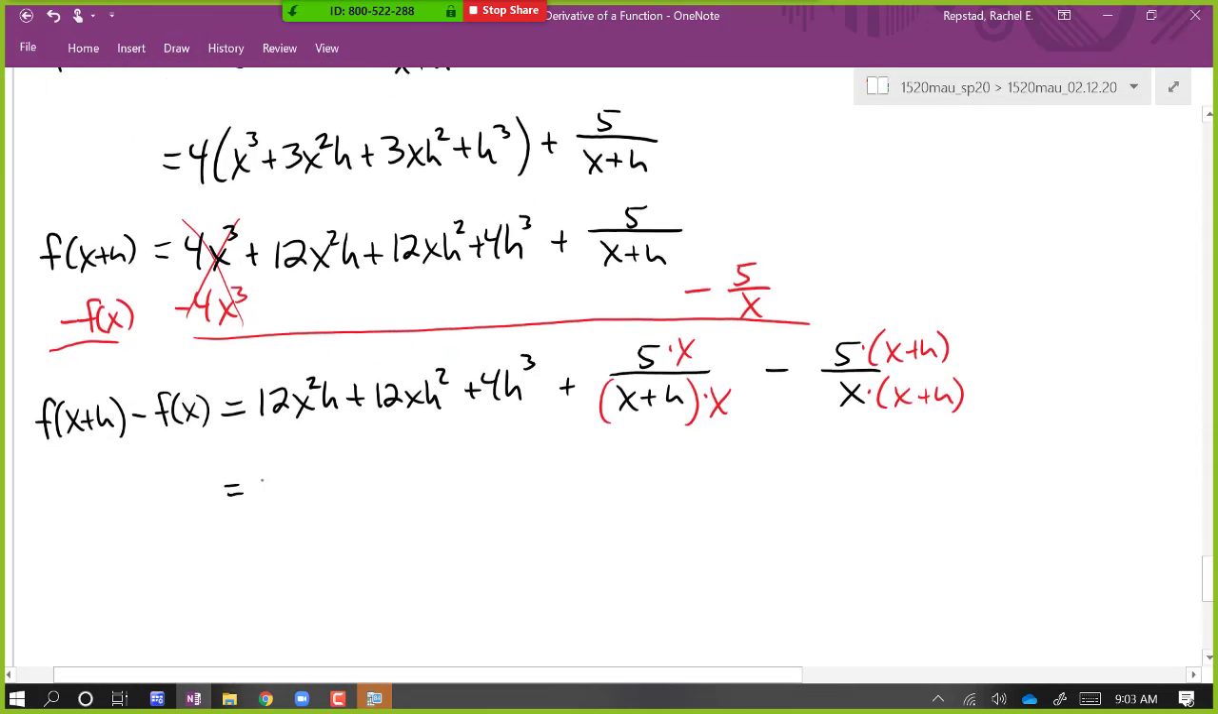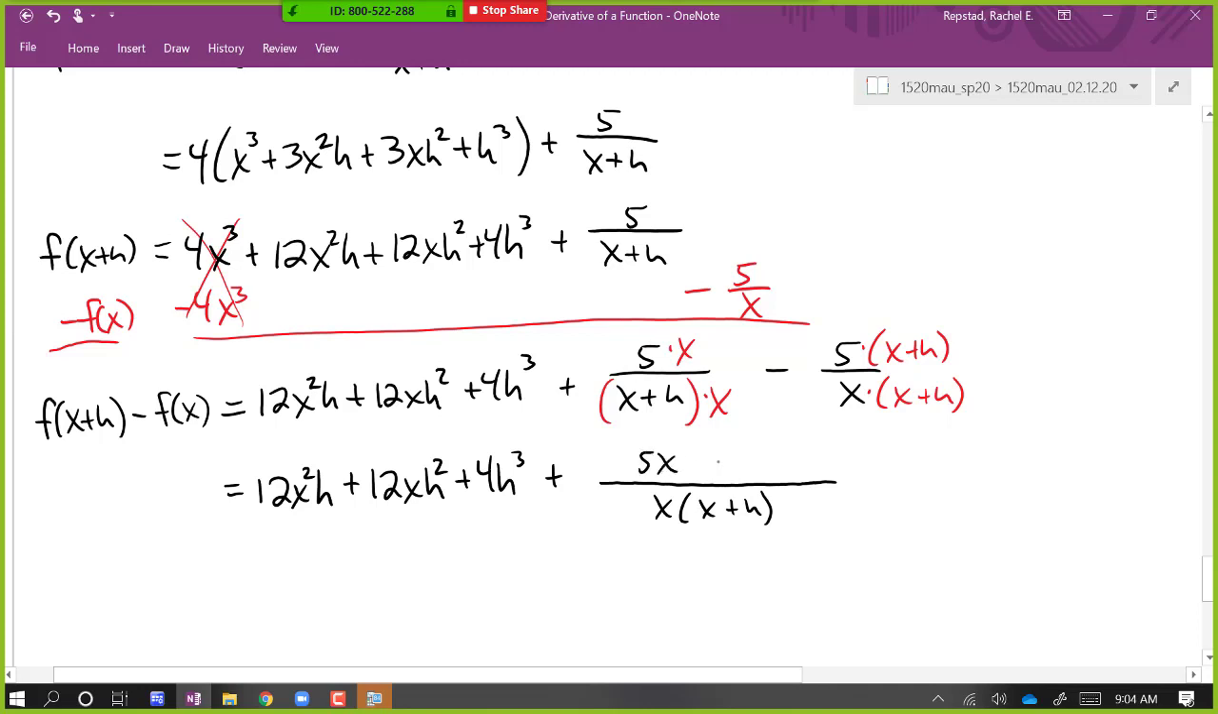Now, let's bring down these other terms. At the end I have a common denominator, so I'm going to write that x times x plus h. On top we have 5x minus 5 times x plus h. I'm going to leave the denominator factored. I'm going to leave that denominator alone. I'm going to expand out the numerator.